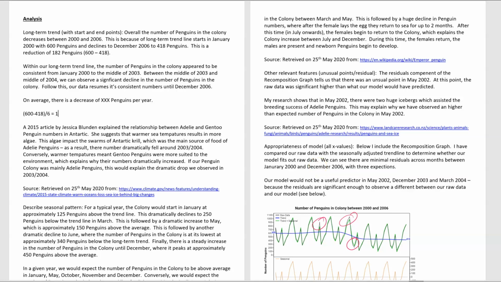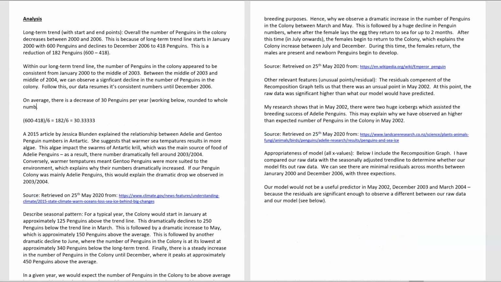That comes to 182 divided by 6, which is 30.33333. So what that tells us is there is approximately 30 penguins leaving the penguin colony per year between those 2 years. So we're going to update that. 30 penguins per year, working below, and then we're going to write rounded to whole number.